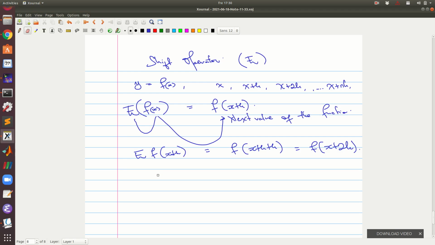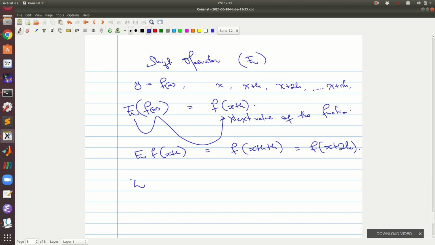I think the shift operator at f of x plus h is simply going to be f of x plus h plus h, which is going to be f of x plus 2h. Okay, we can leave it at that. Maybe I was trying to confuse it with something different.